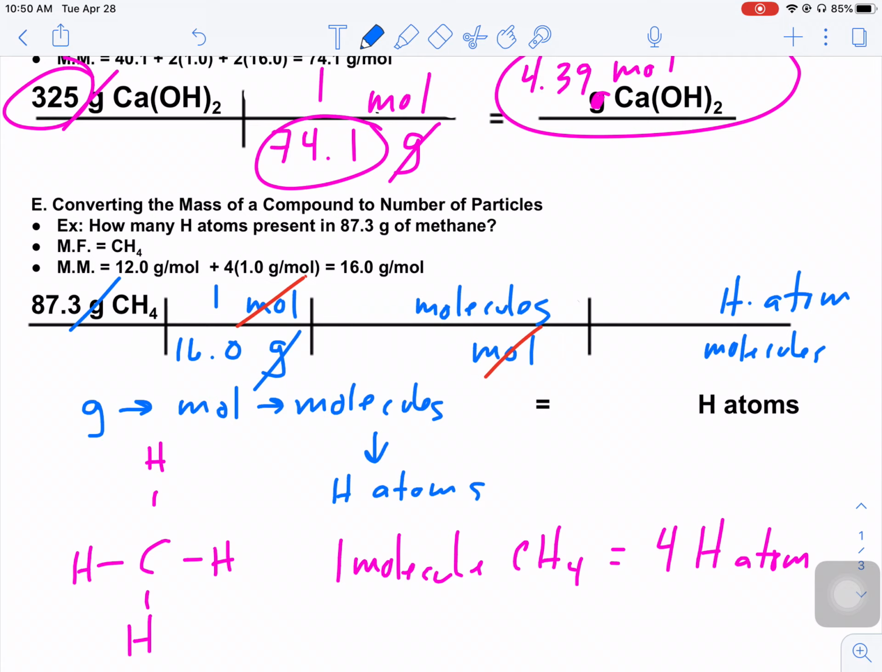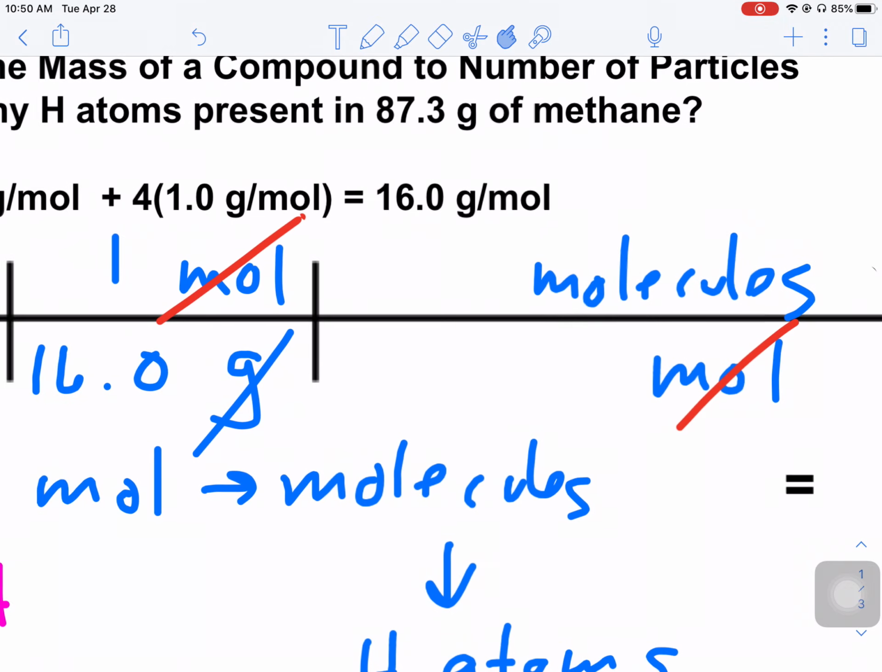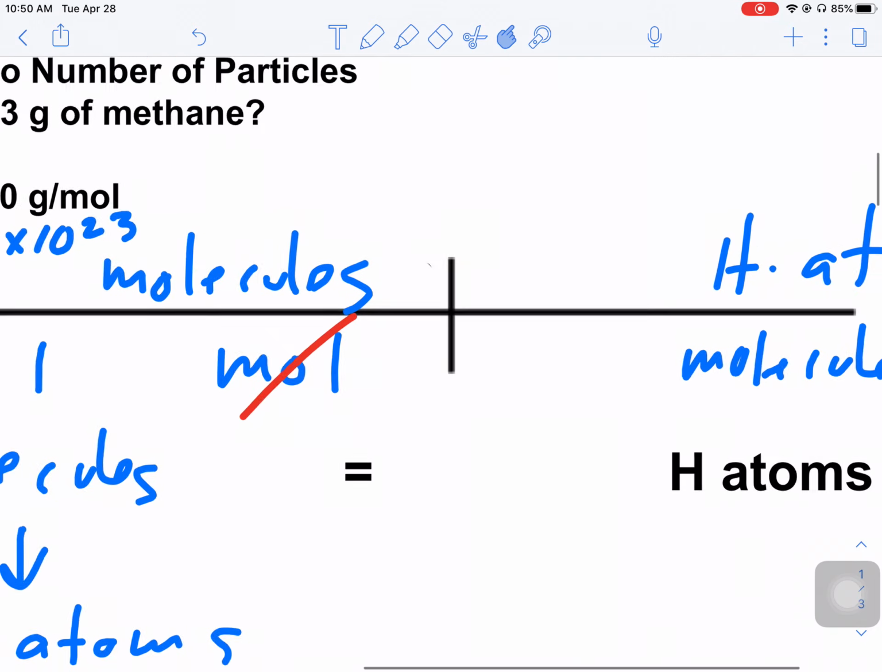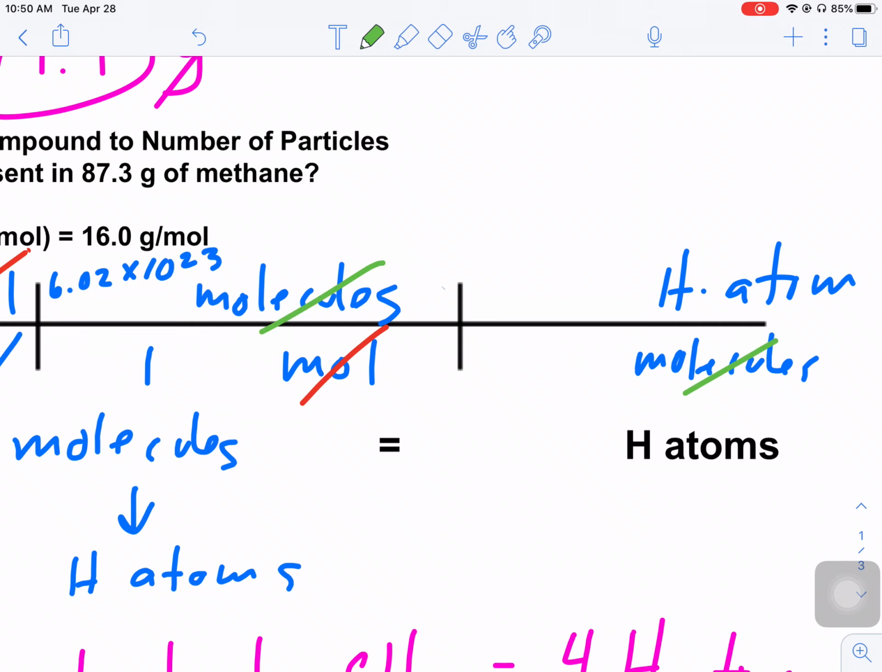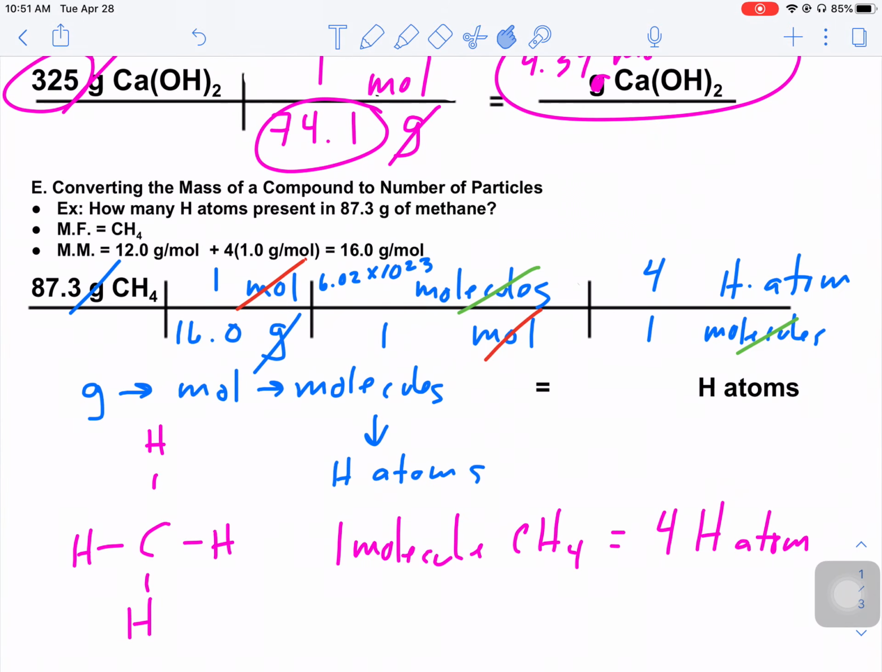While I'm here, I'm going to zoom in a little bit. 1 mole contains Avogadro's number of molecules, so we're going to multiply by Avogadro's number. I think I forgot to show unit cancellation on molecules, so I'll do that now. Molecules are going to cancel out molecules. And we said that 1 molecule of methane contains 4 hydrogen atoms. So all in all, everything cancels out, and we should end with hydrogen atoms.